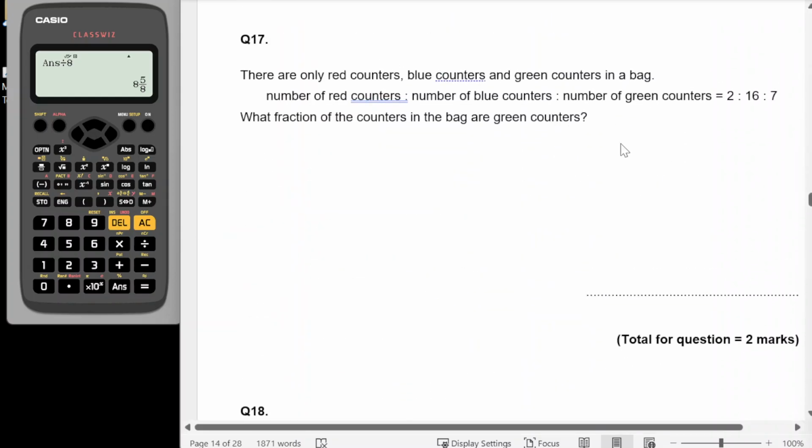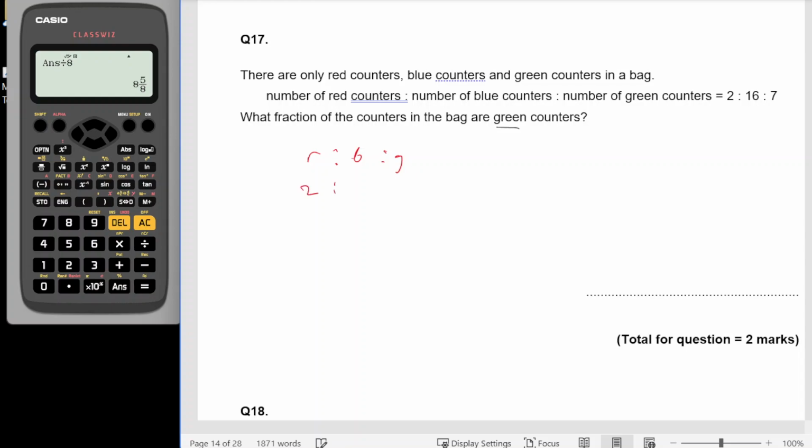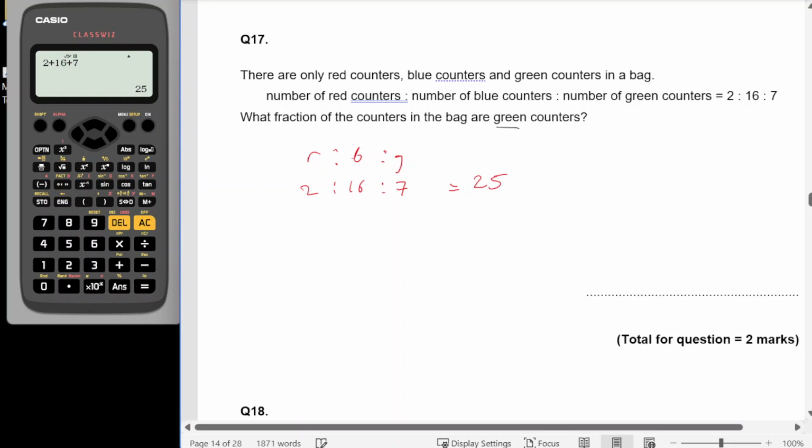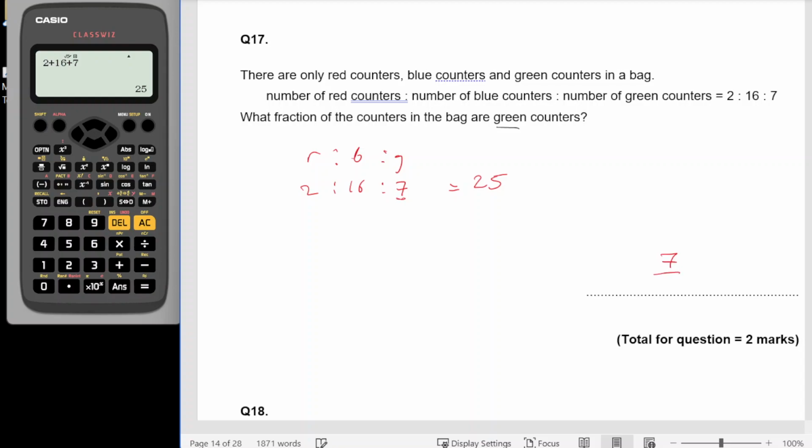Okay, question 17. There are only red counters, blue counters, green counters in a bag. The number of red counters to the number of blue counters to the number of green counters is 2 to 16 to 7. What fraction of the counters in the bag are green? So if I go again, red to blue to green, my ratio is 2 to 16 to 7. Well, that means that I've got 2 plus 16 plus 7 parts. So I've got a total of 25 parts. And I want what fraction of them are green, so that would be 7 out of 25.